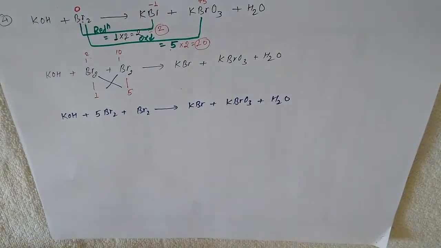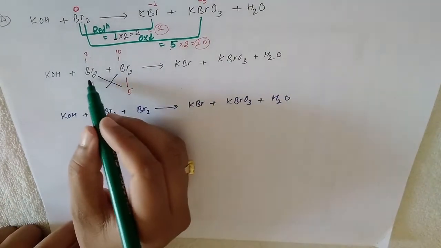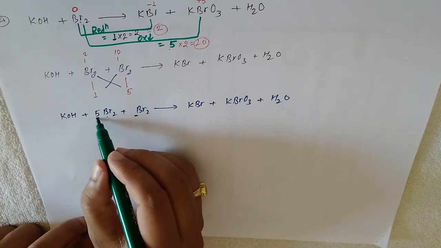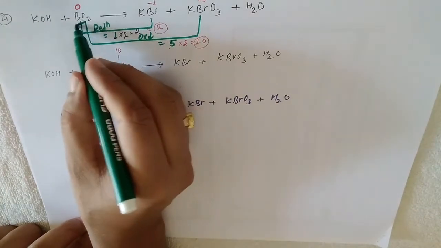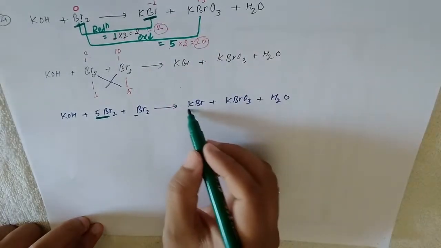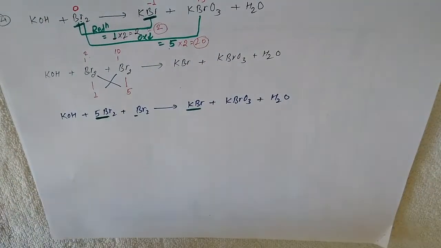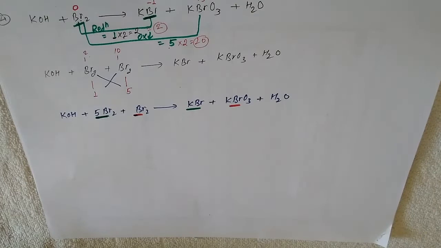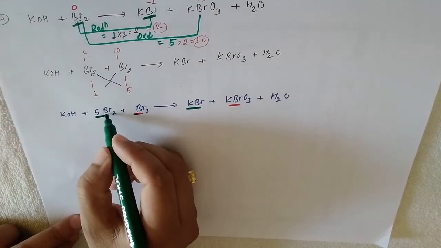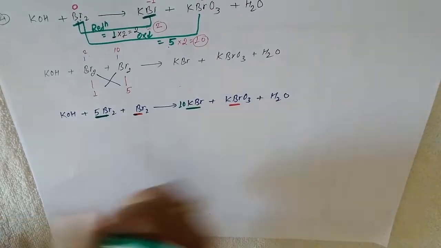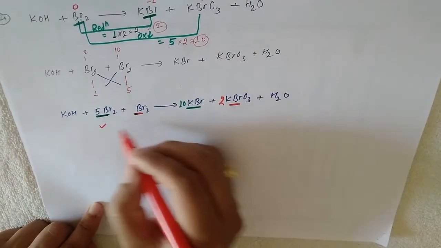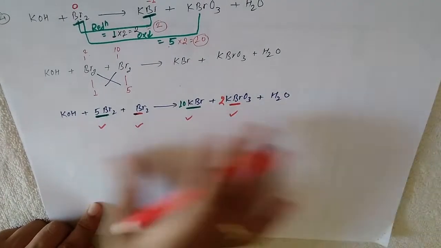Now let us balance this chemical reaction. First we have to balance the elements which oxidize and reduce, the crisscrossed 1 and 5. So this Br is reduced to this Br, and this Br2 oxidizes to this KBrO3. To balance this KBr, here is 5 Br2, total 10, so we take 10 here, and for this Br2 the total is 2, so we put 2 here. This is balanced, this is balanced, we do not change this.